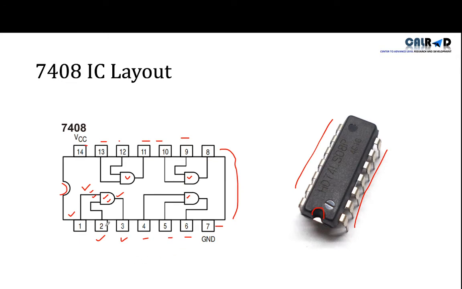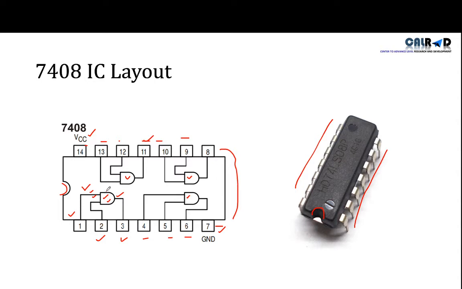Now let's see what the functions of these pins are. Pin number 14 is written VCC. VCC means this pin 14 will be connected with the positive terminal of the battery. On the other hand, pin 7 is ground. So this means pin 7 will be connected with the negative side. The remaining pins are 1, 2, 3, 4, 5, 6, 13, 12, 11 and 10, 9, 8.